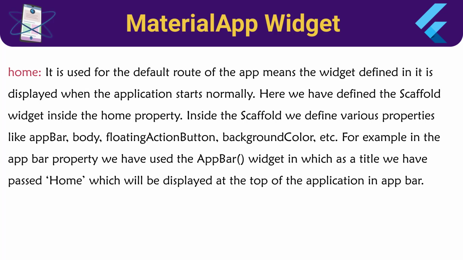Inside the Scaffold we define various properties like AppBar, body, floating action button, background color, etc. For example, in the AppBar property we have used the AppBar widget, in which as a title we have passed Home, which will be displayed at the top of the application in the AppBar.